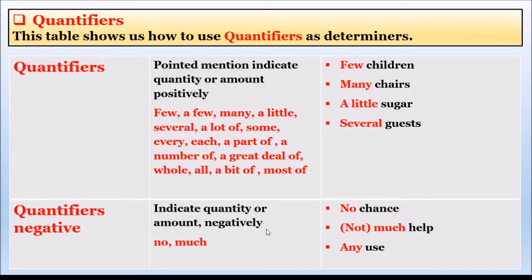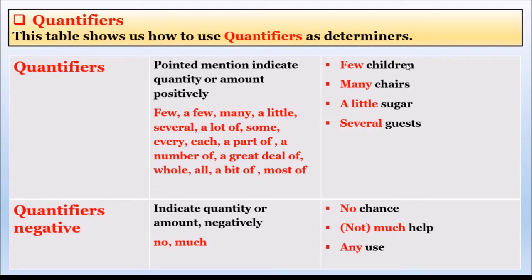And these are called indefinite adjectives, when we talk about traditional grammar. In traditional grammar, negative quantifiers are called indefinite adjectives. Okay, now you have understood.